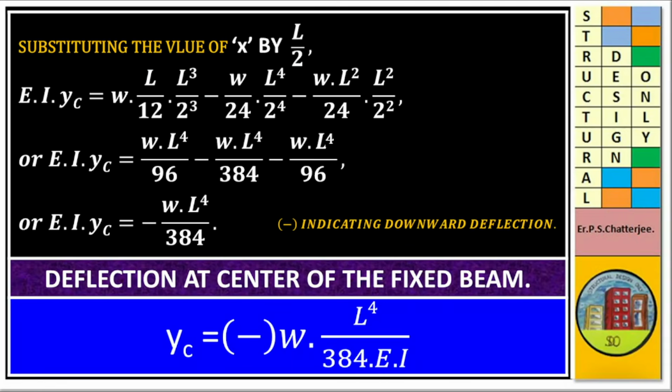Or EI into y is equal to minus W into L to the power 4 by 384. Negative sign indicating downward deflection. Finally, deflection at center of the fixed beam, y, is equal to minus W into L to the power 4 by 384 EI.